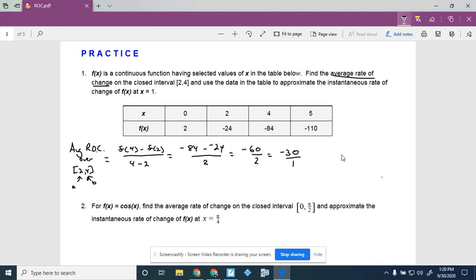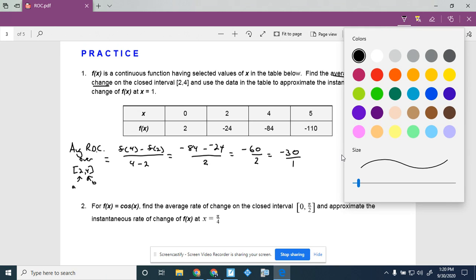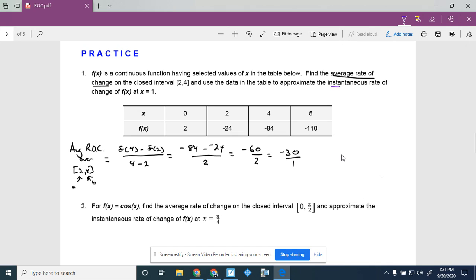All right, so now the next part of this question is pretty neat. It says find the instantaneous rate of change of f of x at x equals 1. In fact, it doesn't say find it. It says approximate it. So this has to do with that picture I showed you before. You're not going to be able to get the exact value of the slope of that tangent line, so you have to approximate it. So where is 1? So 1 is between 0 and 2. Right? So if we find the slope of this secant line right here over the interval 0 to 2, this will approximate the slope of the tangent line at 1.